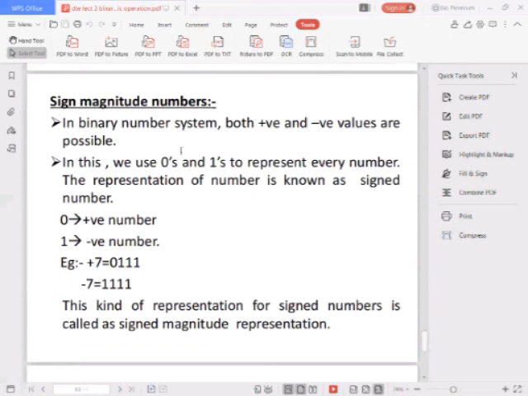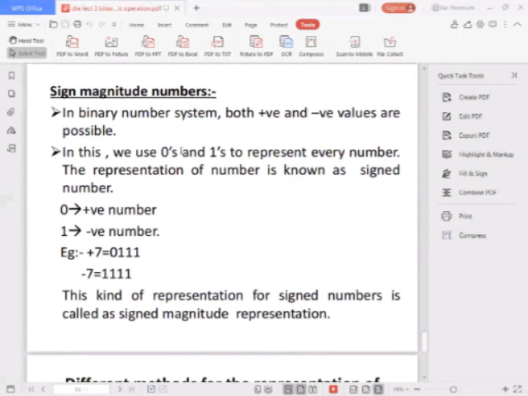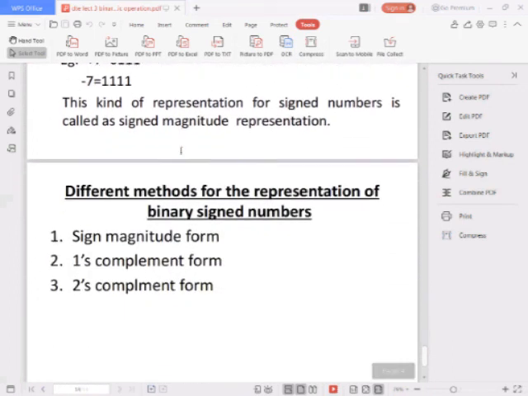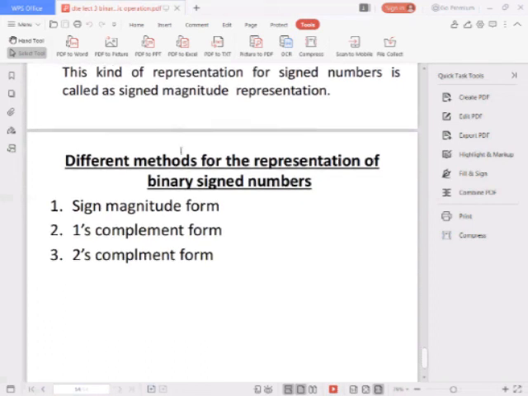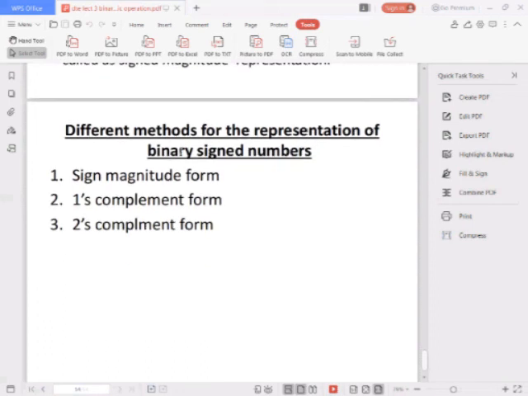For example, plus 7 is equal to 0111 and minus 7 is equal to 1111. This kind of representation for signed numbers is called signed magnitude representation. So the different methods for representation of binary signed numbers are the signed magnitude form, 1's complement form and 2's complement form. So this is all about the binary arithmetic operations in a digital system.